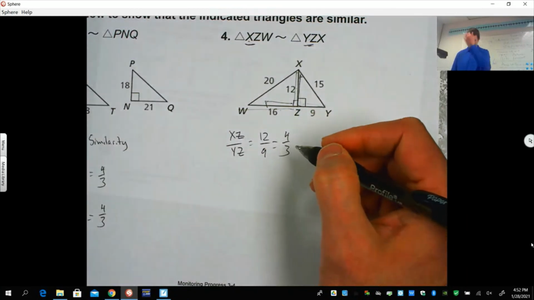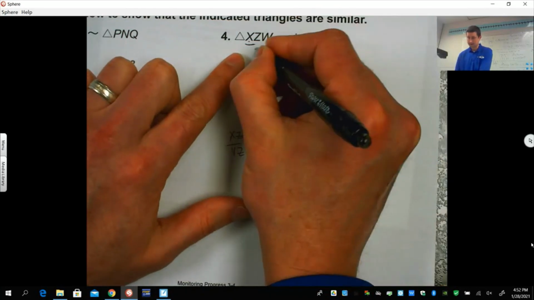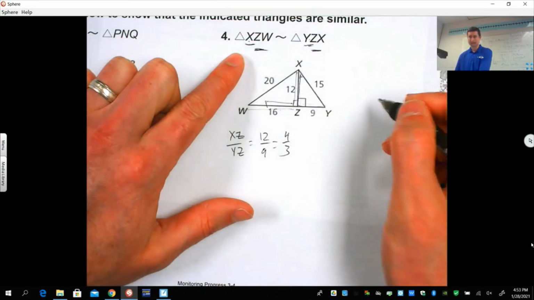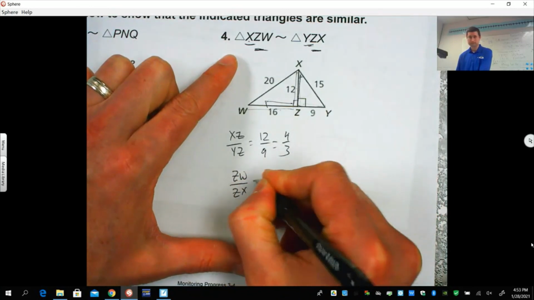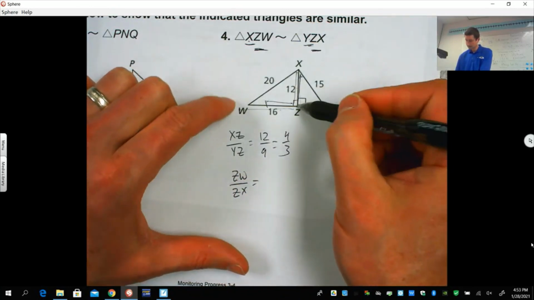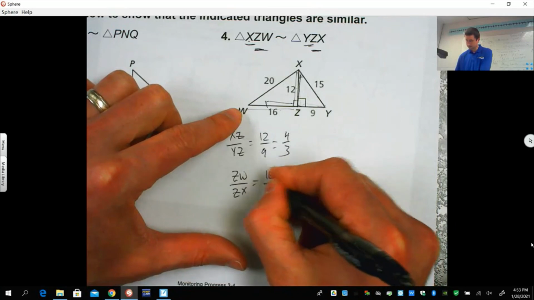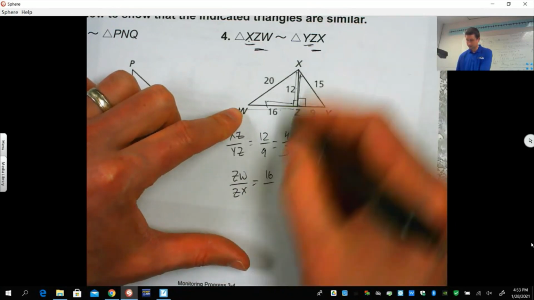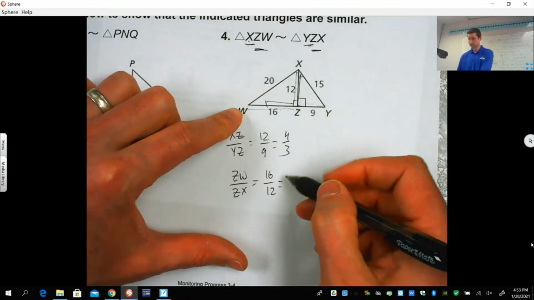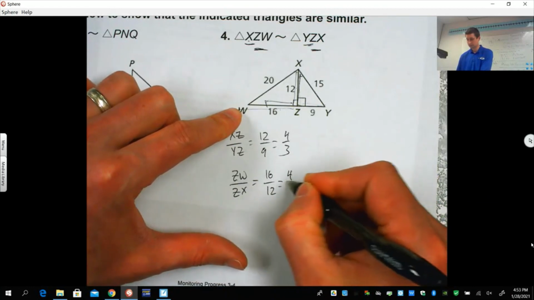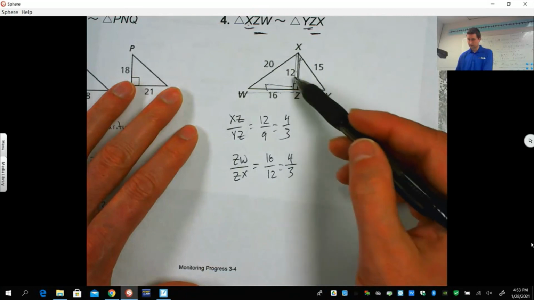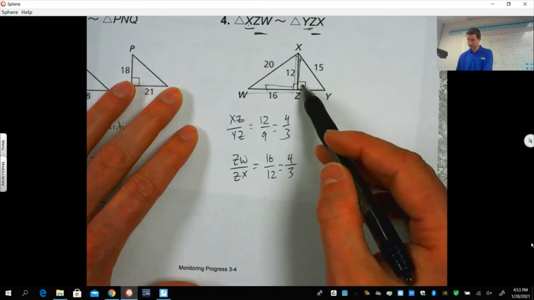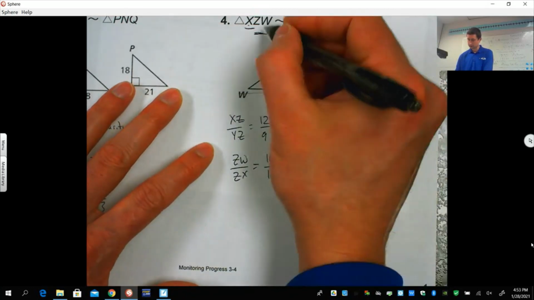Another 4/3. Okay, let's check ZW over ZX. ZW is 16. ZX, there's that 12. Divide those by 4. 16 divided by 4 is 4. 12 divided by 4 is 3. 4/3, same thing. Okay, so we've had side angle side. Let's just check the last one.